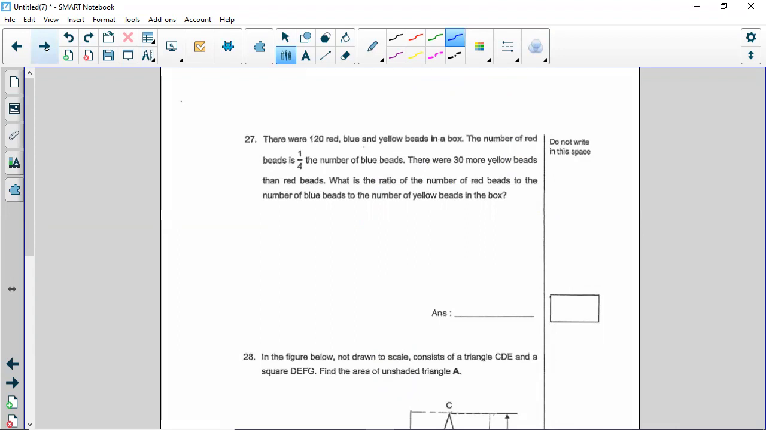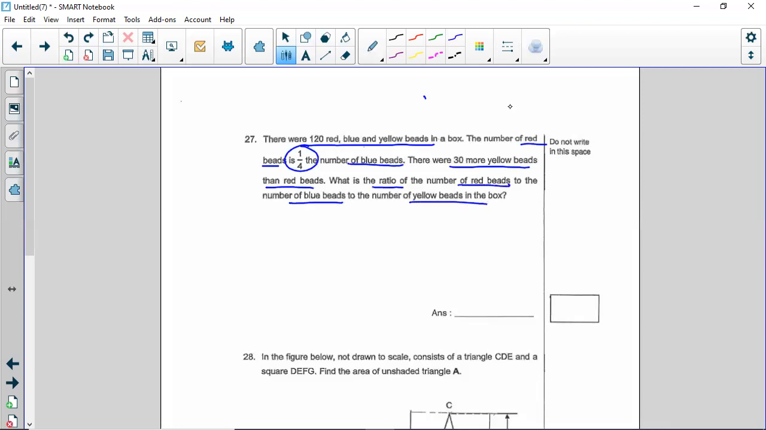So what method is this? All right, now, of course, if you know how to do, I don't need to think about methods because I know how to do. There were 120 red, blue, and yellow. The number of red is 1/4 the blue. There were 30 more yellow than red. What is the ratio of the red to the blue to the yellow?